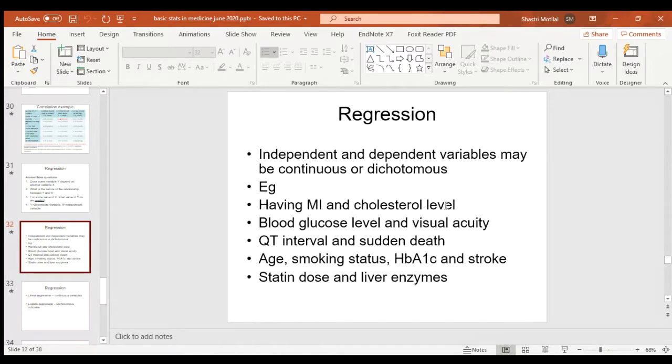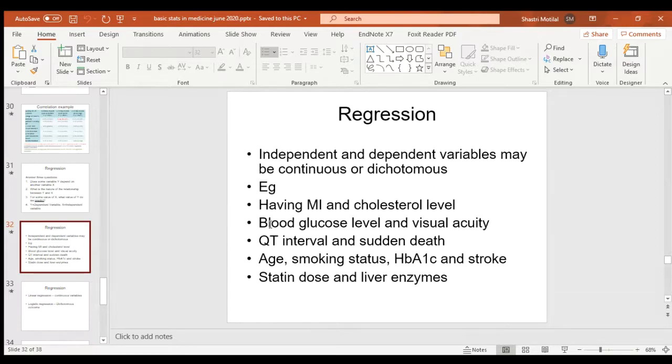If I tell you a person's cholesterol level, can we predict if they will get a heart attack or not? Having an MI, yes or no, you either have it or not. That's dichotomous, it's binary, it's nominal. Cholesterol level could be continuous or quantitative. Blood glucose level and visual acuity.